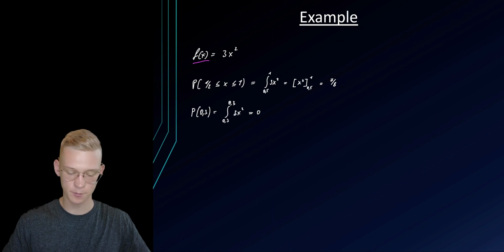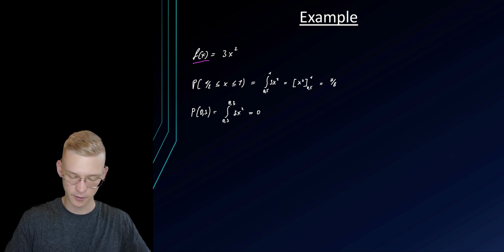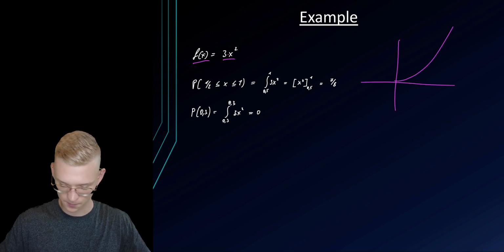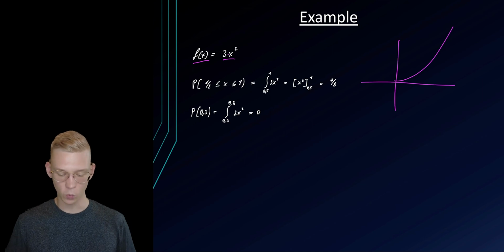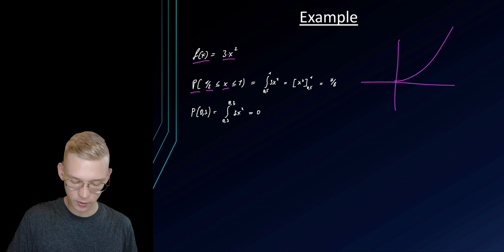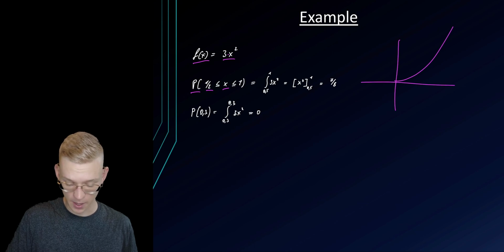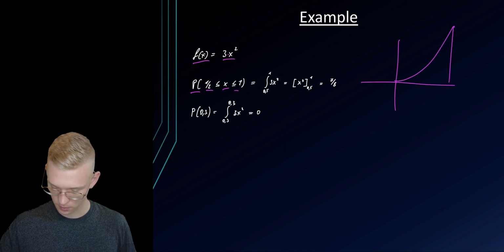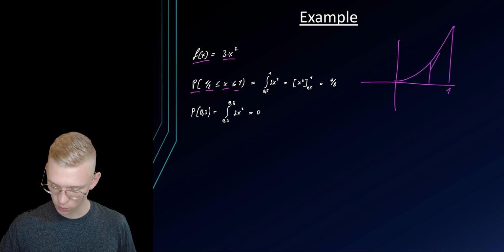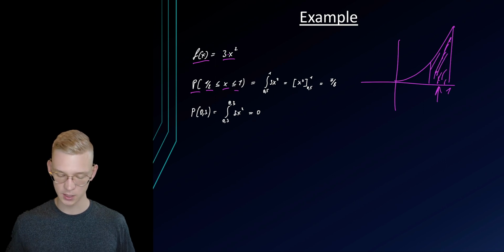Let's say we have a probability density function, which is 3 times x squared. It will look something like this. And now we're interested in, what is the probability that our x is larger than 0.5 and smaller than 1? If this goes up to 1, we're interested in the probability of our variable falling into this interval.